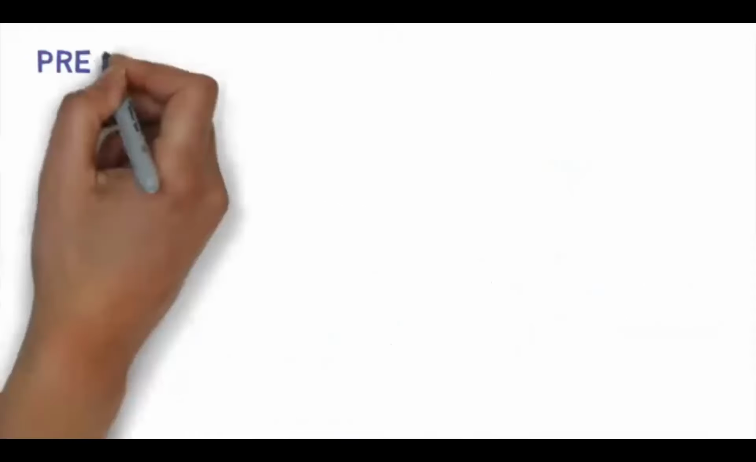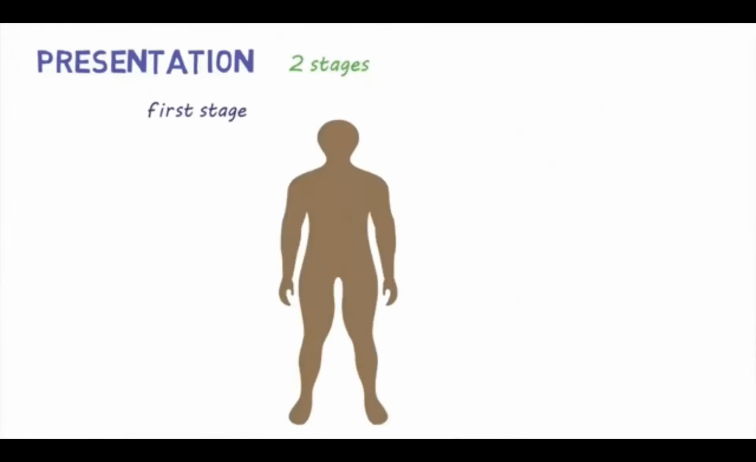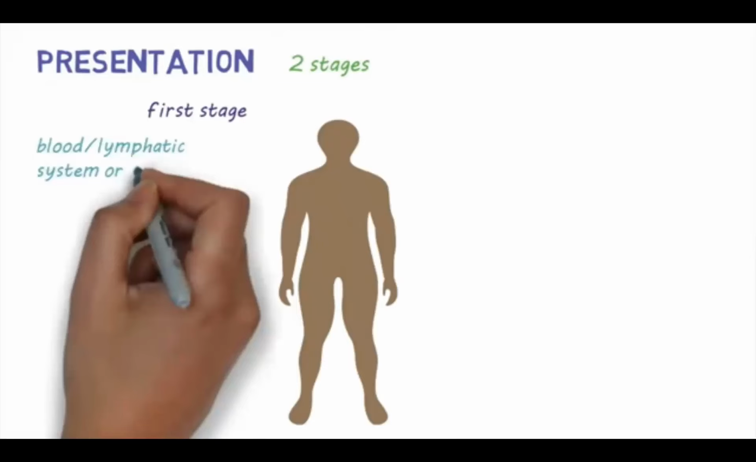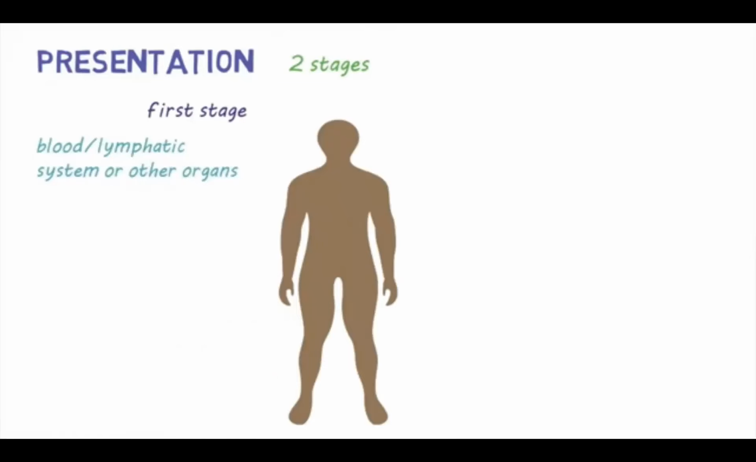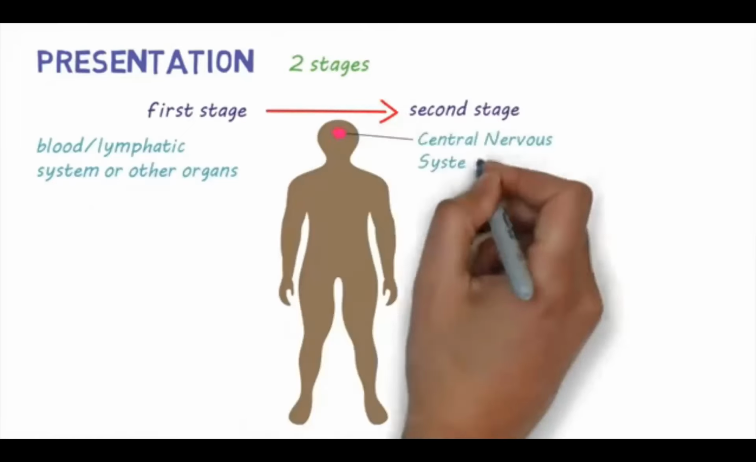Let's have a look at how the disease presents. There are two main stages of the disease. In the first or early stage, the parasite is found outside the central nervous system, mainly in the blood, lymphatic system, or other organs such as the heart, liver, spleen, or eye. In the second or late stage, the parasite invades the central nervous system.